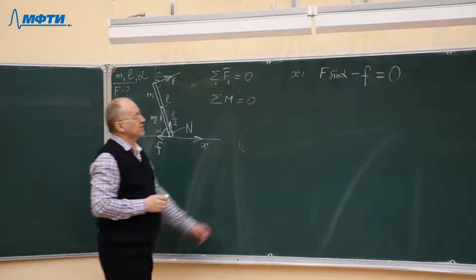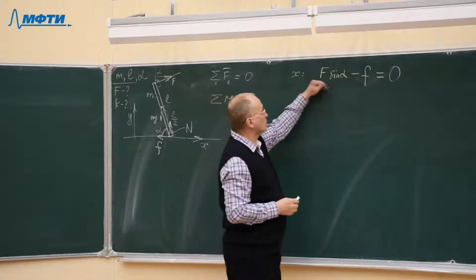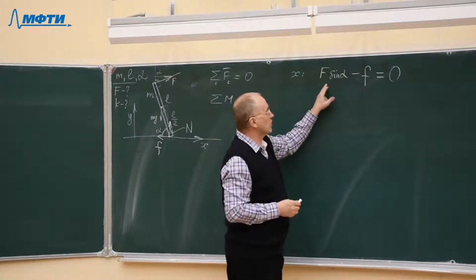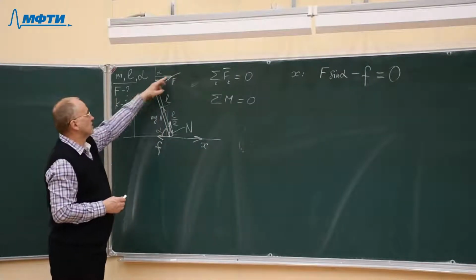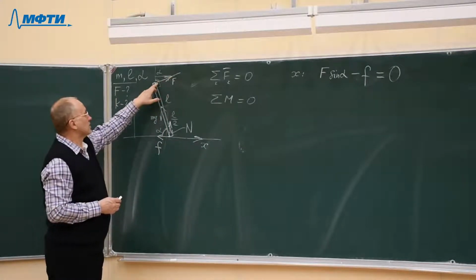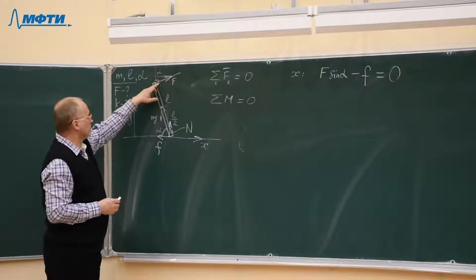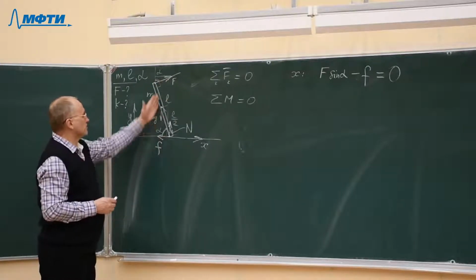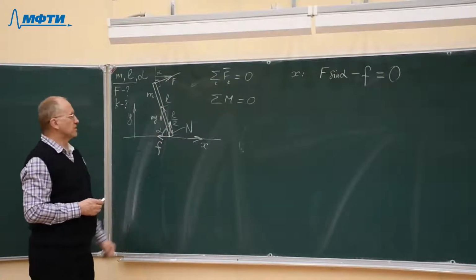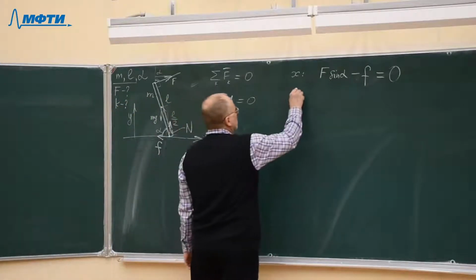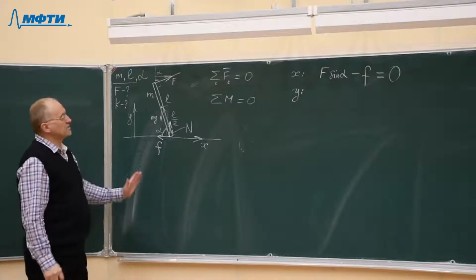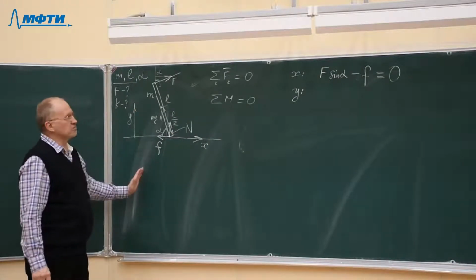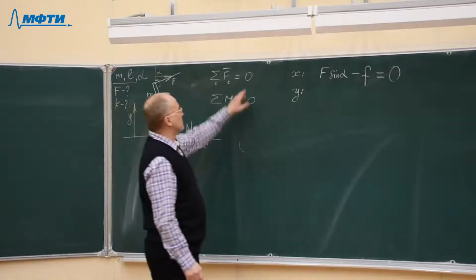Such are the components of our forces in horizontal direction. Only 2 forces have components in horizontal direction: the force of tension in the string and the force of friction. Other forces have only vertical direction. We have to take them into account also. The components of all forces in vertical direction must also give 0 when summed up.